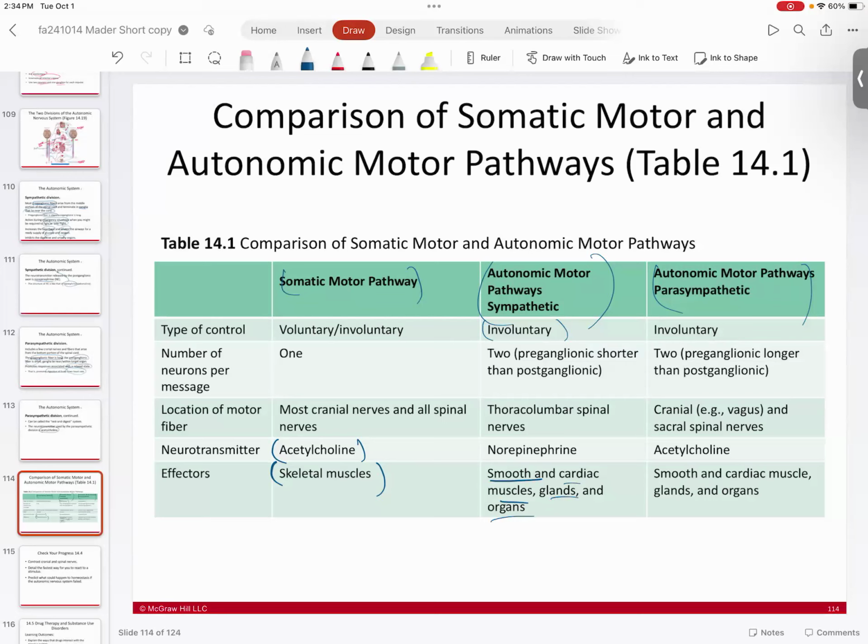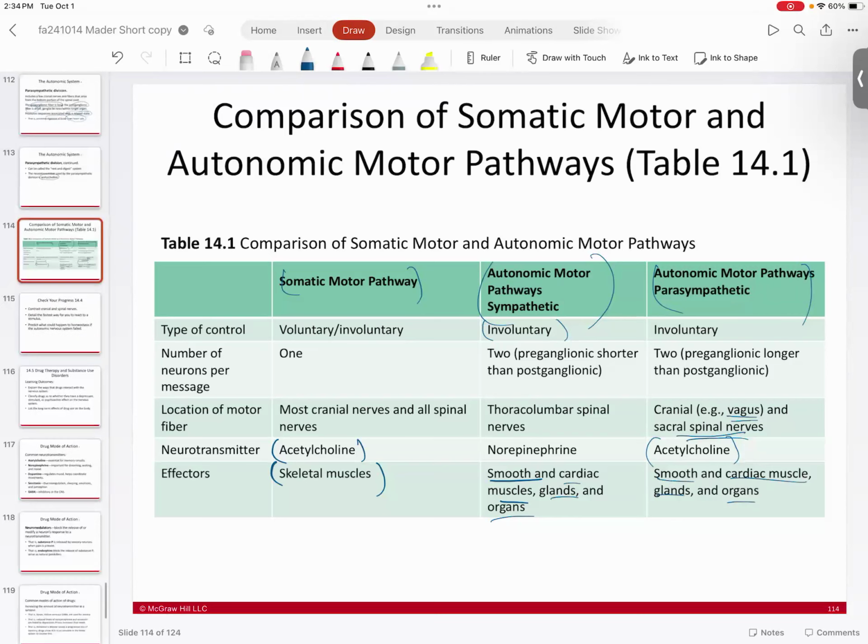So the autonomic parasympathetic is also involuntary. In this case, flip it around. So you're going to have preganglionic, which are longer than the postganglionic, and you're going to use the same types of nerves, cranial nerves, for instance, primarily the vagus nerves and some sacral spinal nerves. You're largely using acetylcholine as the neurotransmitter here. And you're going to be targeting similar sorts of things as your sympathetic, only in this case, you're going to be slowing everything down and getting everything back to rest. And so that's basically what's happening with those.